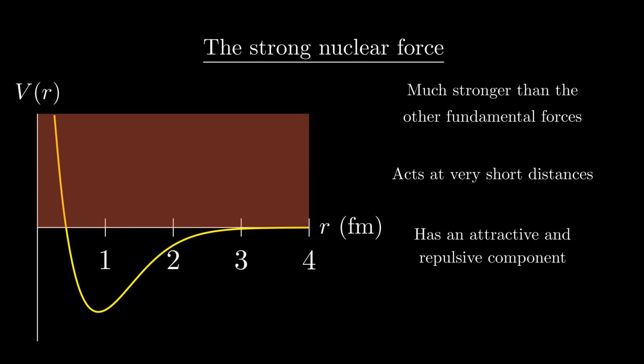Once we move beyond a few femtometers of separation, electromagnetism takes over, and even though it's weaker than the strong force at short length scales, it falls off much more slowly with distance and becomes dominant further out.